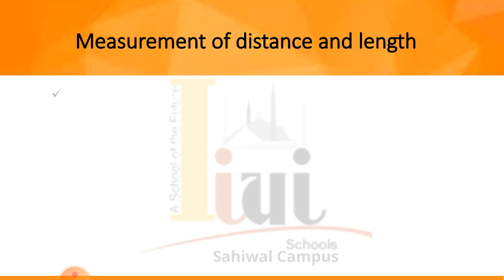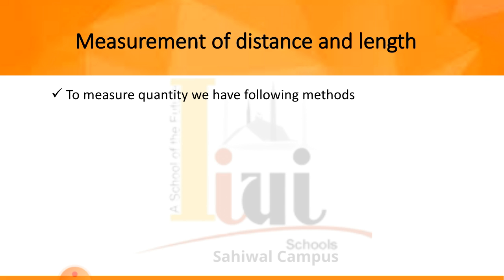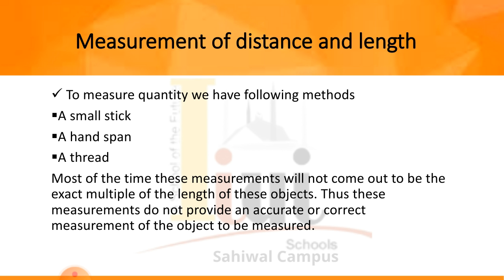We have three methods to measure the distance or length. To measure a quantity, we have the following methods. For example, we can use a small stick, we can use a handspan, that is an ancient method, and a thread. A thread can also be used to measure distance and length. Most of the time, these measurements will not come out to be an exact multiple of the length of these objects. Thus, these measurements do not provide an accurate or correct measurement of the objects to be measured.